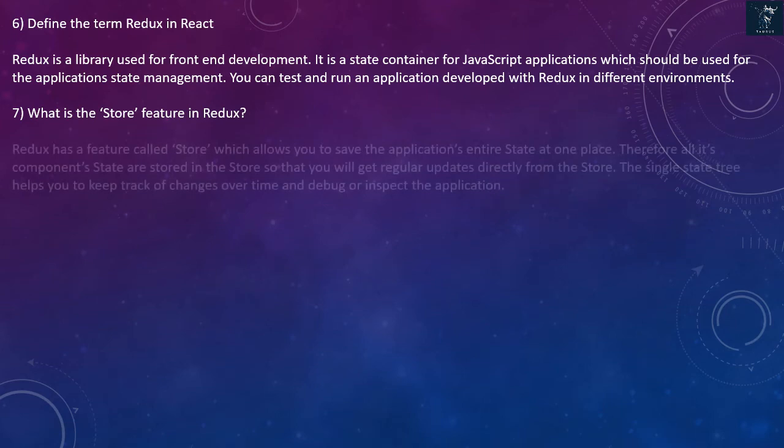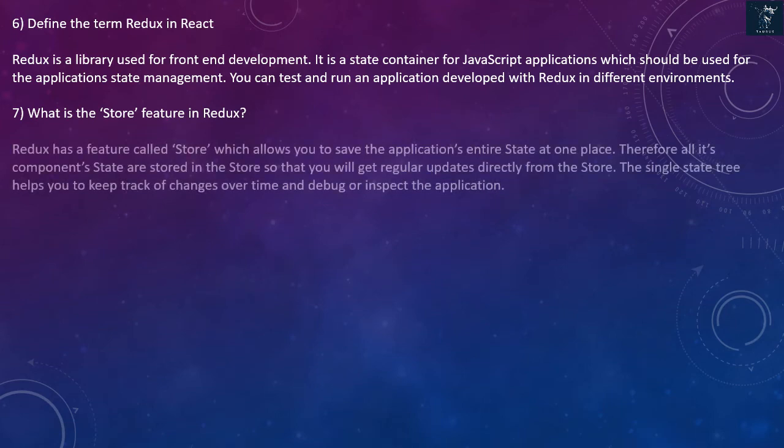6. Define the term Redux in React. Redux is a library used for front-end development. It is a state container for JavaScript applications which should be used for the application state management. You can test and run an application developed with Redux in different environments.